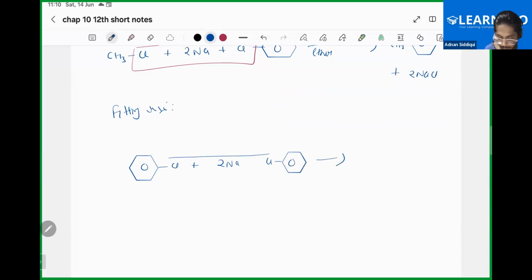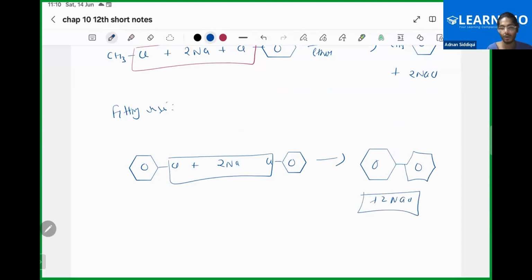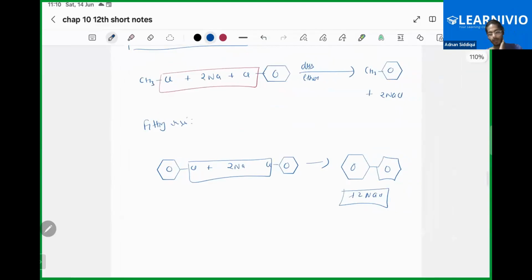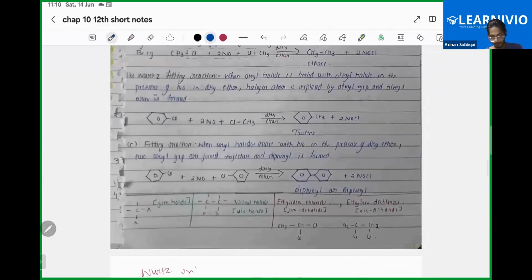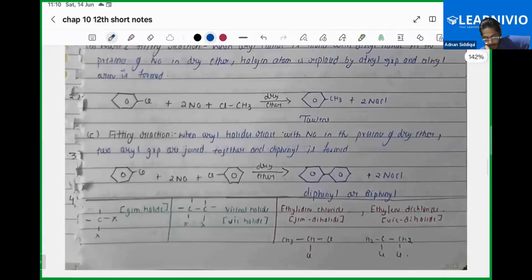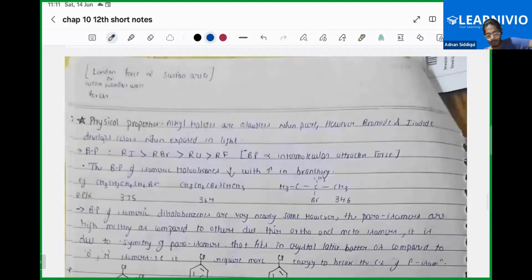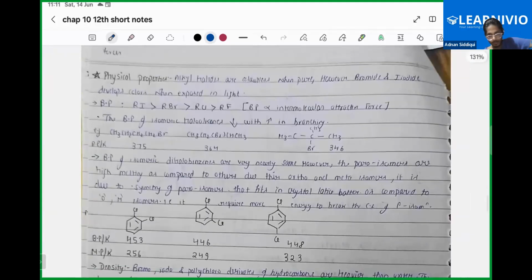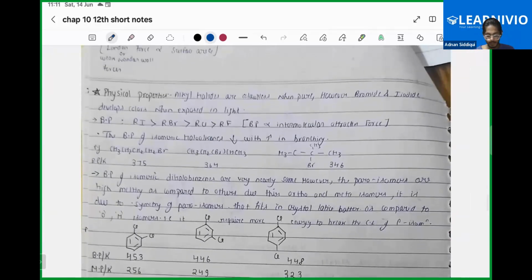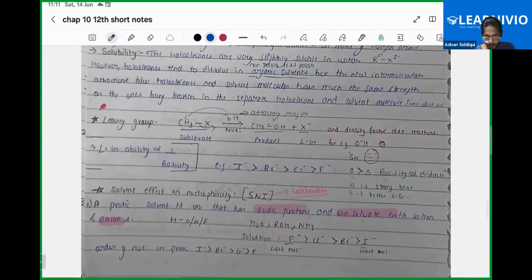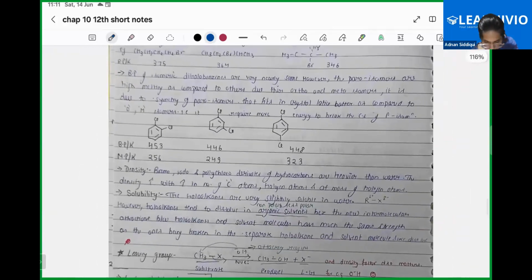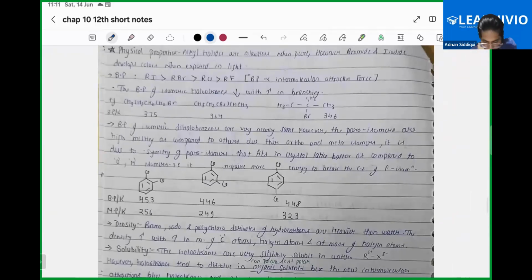Again, this will eliminate, and I will get biphenyl. What is biphenyl? Two benzene rings joined together. This was all about your reaction and preparation part. In the next class, that means tomorrow, we'll go through the physical properties, and I think we have talked about some of this. Have we talked about like the melting point, symmetry and stuff? I think no, right?